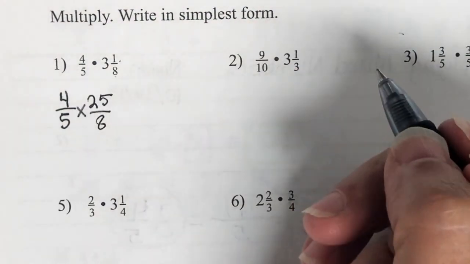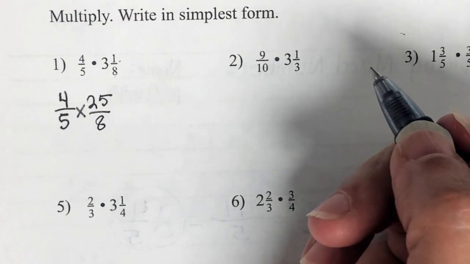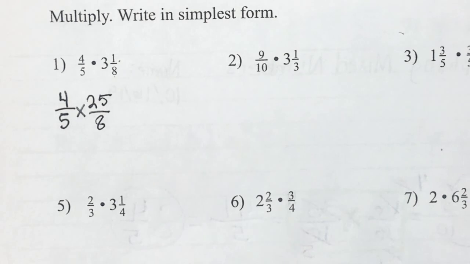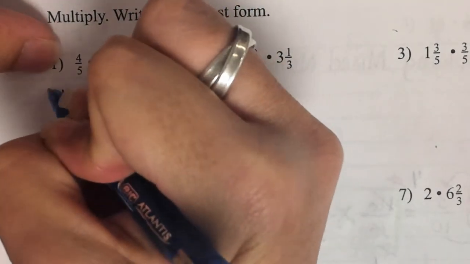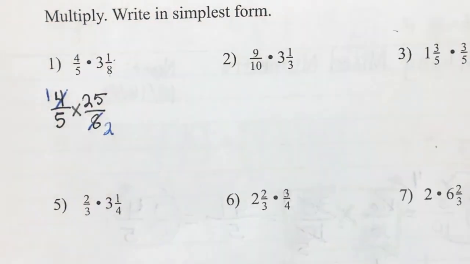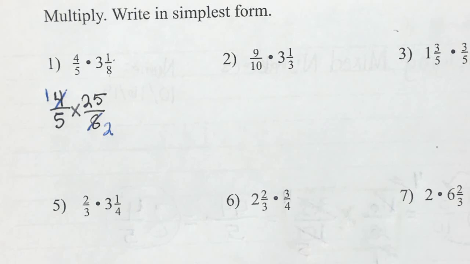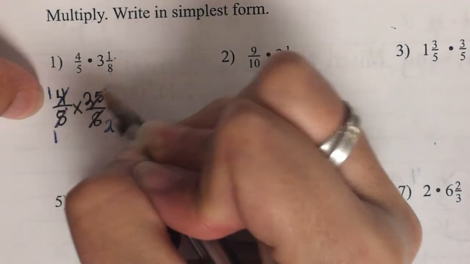Now, I'm in the magic box. Can anything simplify top and bottom? 8 and 4. So, I'm going to start with the 8 and 4. 4 goes into 4 once. 4 goes into 8 twice. Does everybody see that? Okay. 5 into 5 once. 5 into 25, 5.